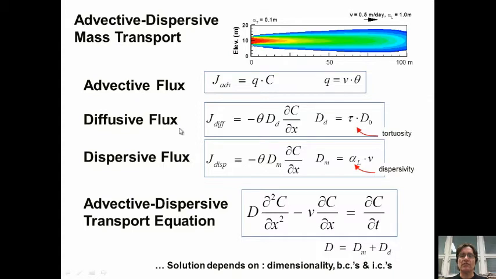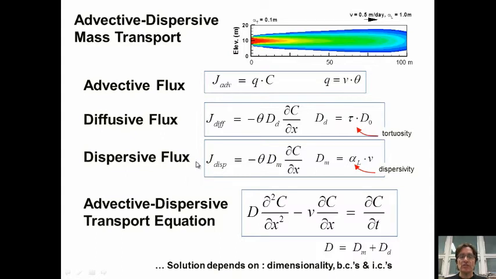The diffusive flux is a mass flux caused by a concentration difference, or a gradient in concentration, and is the product of this concentration gradient times a diffusion coefficient times the porosity. Here the diffusion coefficient Dd is the coefficient of diffusion in the porous medium, and is the product of the tortuosity times the diffusion coefficient in water.